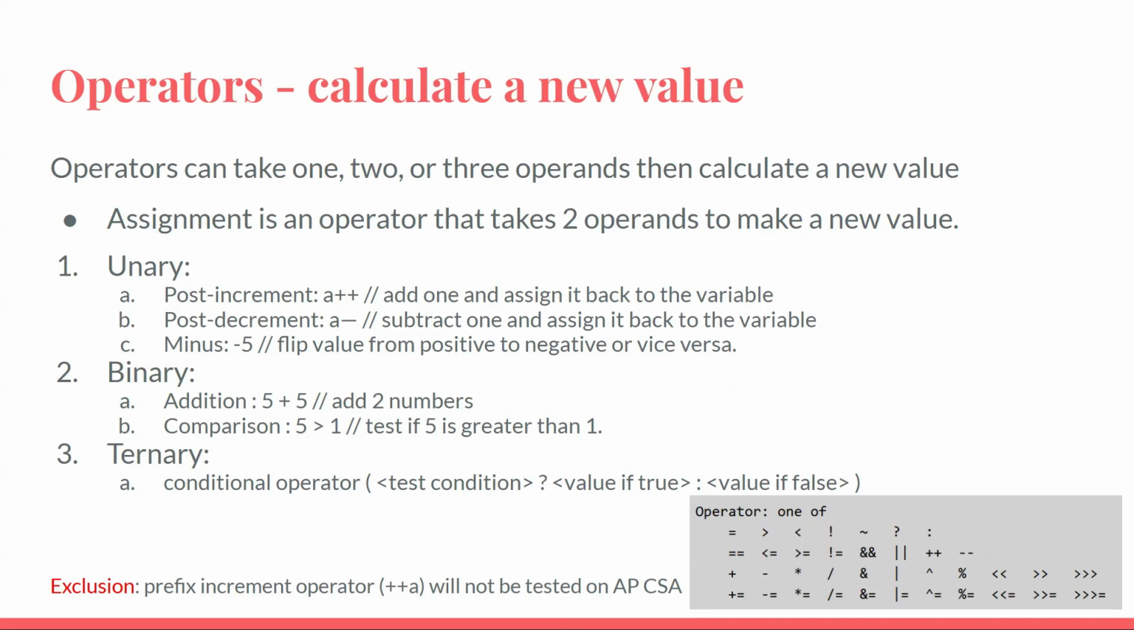The minus sign is another example of a unary operator. It flips the number from positive to negative or vice versa. Binary operators use two operands, such as plus and the greater than sign. There's only one ternary operator in Java, and we'll discuss it in future episodes.